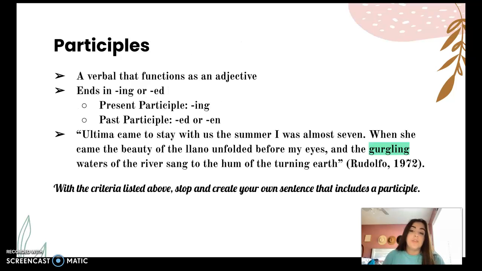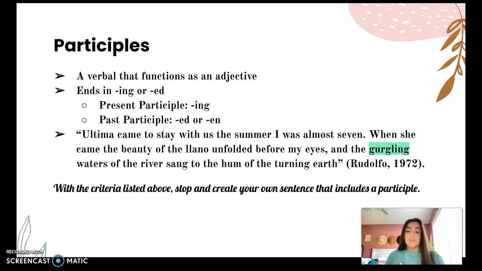Next is a participle. A participle is a verbal that functions as an adjective. So, in contrast with a gerund, a participle is going to be describing another word. A participle also ends in -ing, so remember, just because your word ends in -ing doesn't mean it's always going to be a gerund. A participle either ends in -ing or -ed, and there are two types of participles. There's a present participle, which ends in -ing, and there's a past participle, which ends in -ed or -en. We just have to look at the verb tense of the sentence.